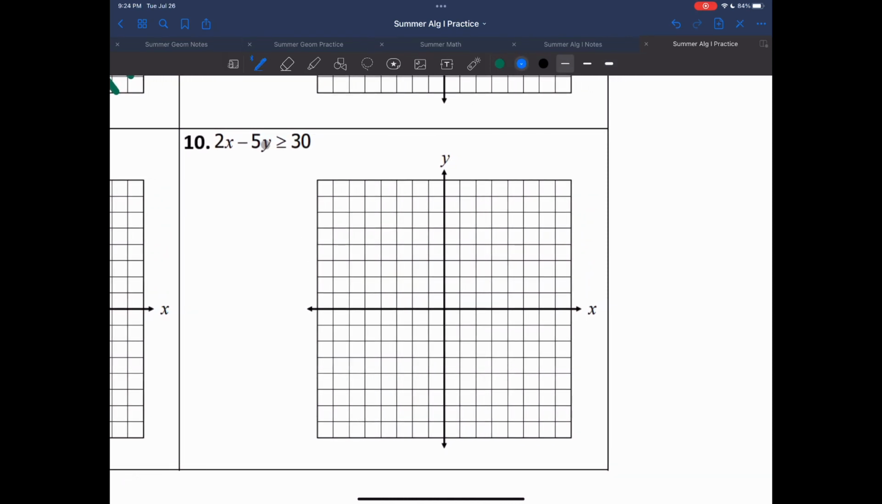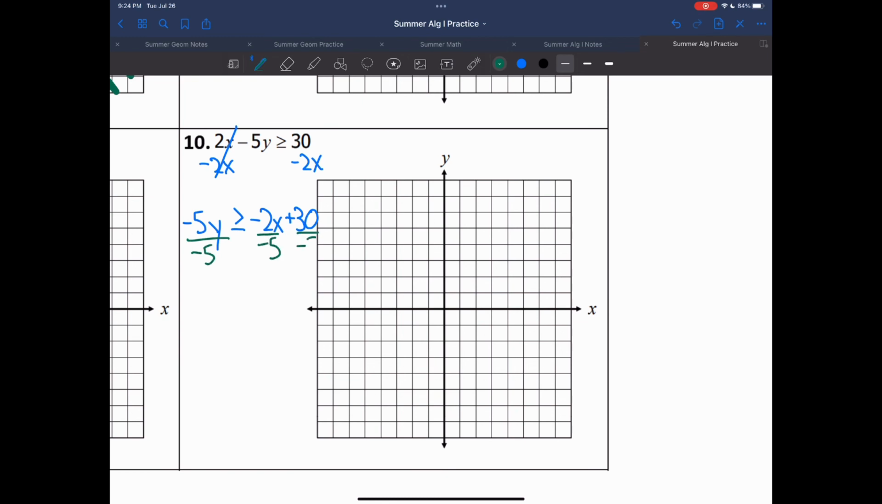Let's start by getting y by itself, get it into slope-intercept form. So first, we want to subtract our 2x from both sides. Let me move this over a little bit. So we'll be left with -5y is greater than or equal to -2x plus 30. And then we divide everything by -5.